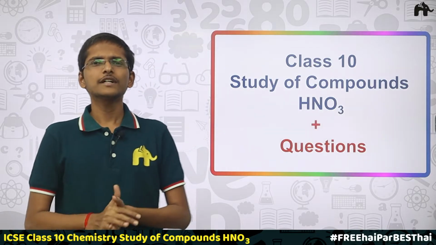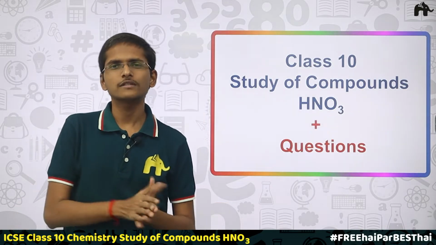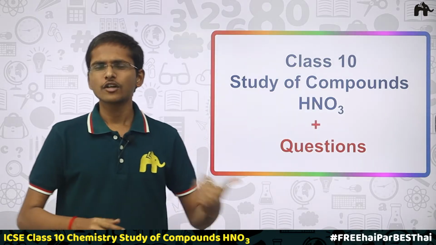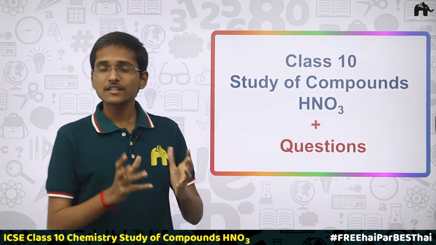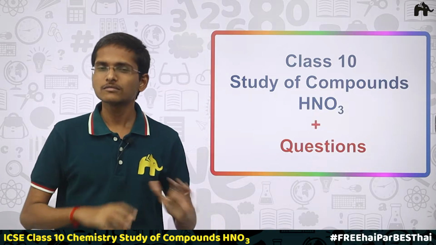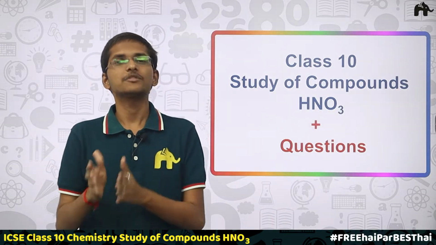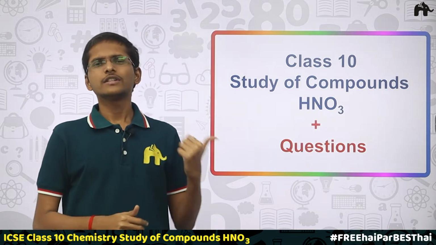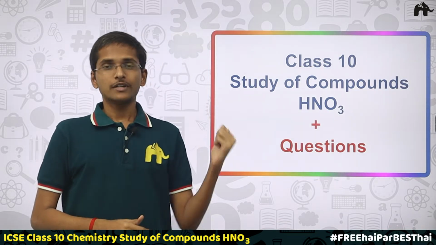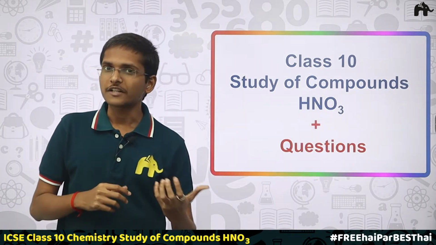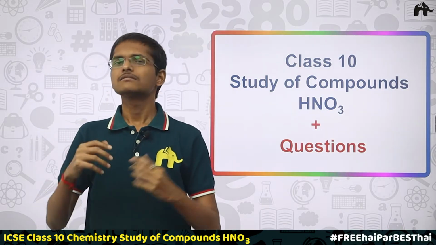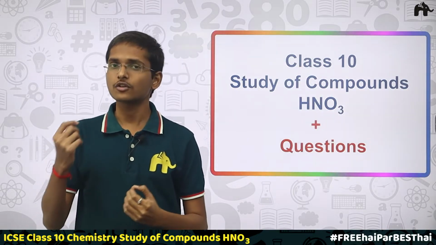So here in this video, we are almost at the end of the syllabus. We are on the second last chapter, and in it, on the third compound in the study of compounds, chapter number 8 of your ICSE chemistry class 10th. We are now on the compound nitric acid. We have completed ammonia, and we have seen hydrogen chloride as well.